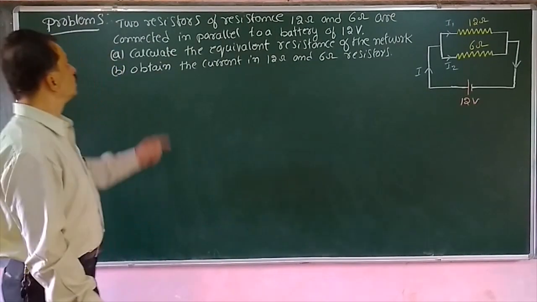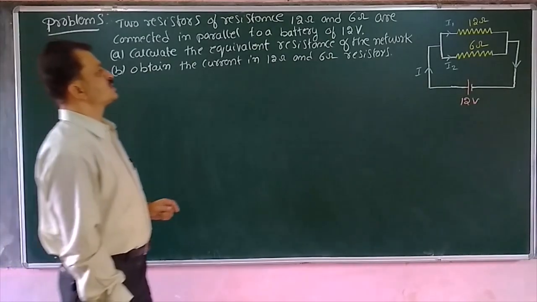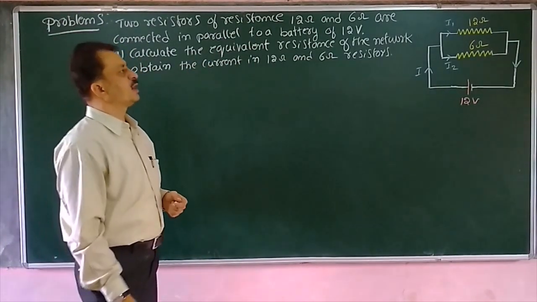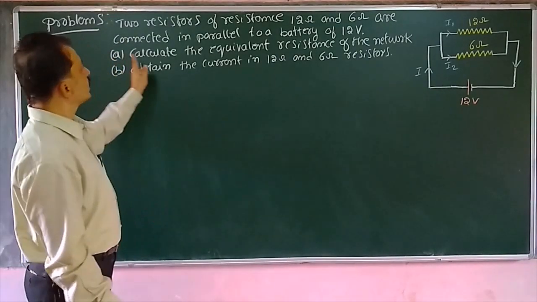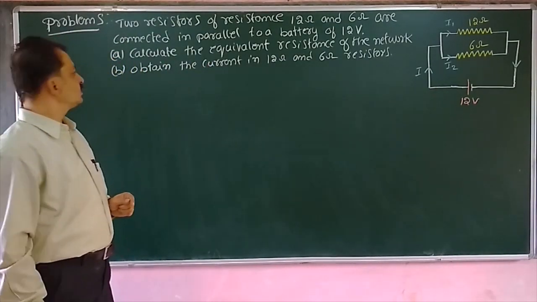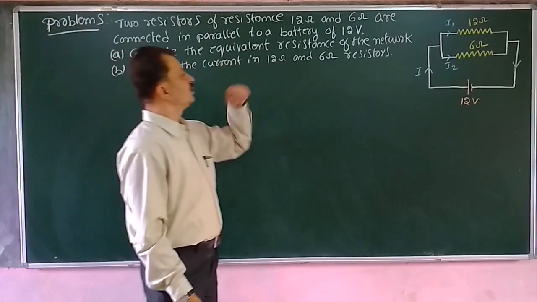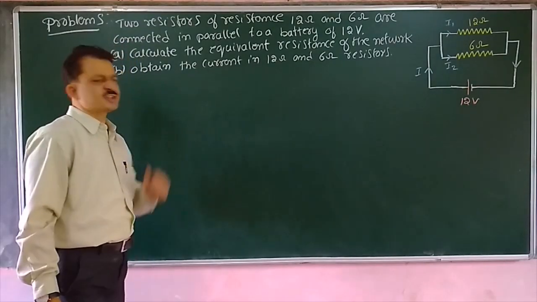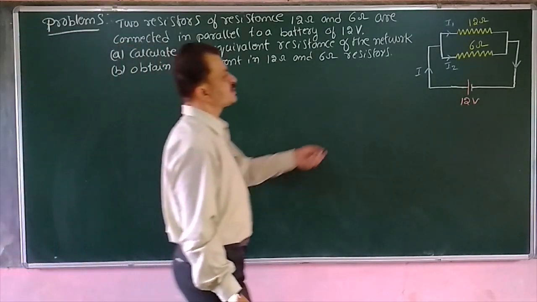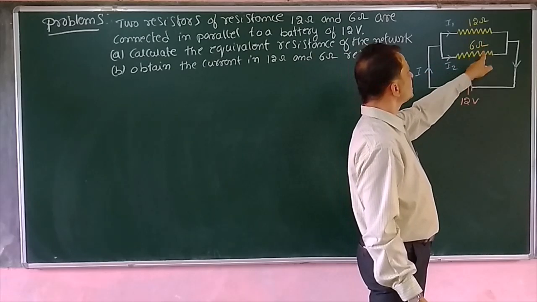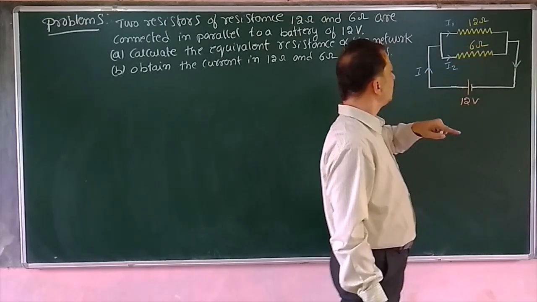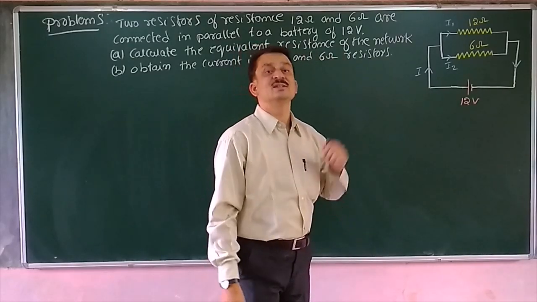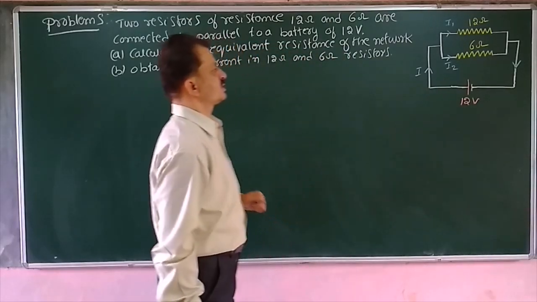Next problem. Two resistors of resistances 12 ohm and 6 ohm are connected in parallel to a battery of 12 volts. Calculate the equivalent resistance of the network. Obtain the current in the 12 ohm resistor and the 6 ohm resistor, that is, the branch currents. The network is as written here. The 12 ohm and 6 ohm resistors are connected in parallel, and they are connected to a battery of 12 volts EMF and negligible internal resistance.